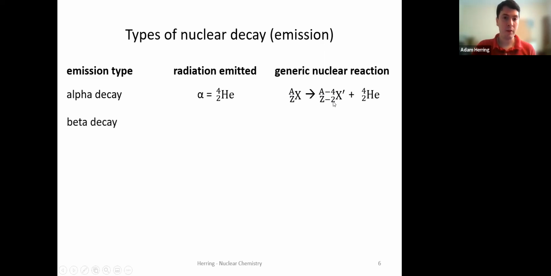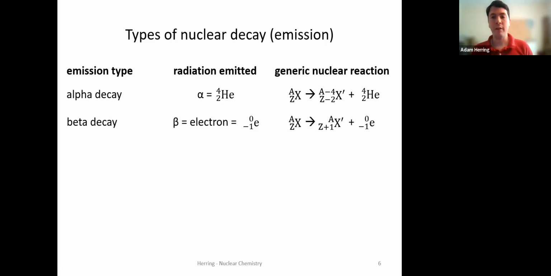For beta decay, we have the release of a beta particle, which in other words is just an electron. So electrons, as we saw earlier, have a negative charge, but have essentially no mass, because they're about 1,000th the mass of a proton or a neutron, so we can essentially ignore their mass. So when we look at a generic nuclear reaction involving beta decay, we have taken and converted a neutron into a proton, and we also release an electron. So the proton number goes up for the daughter nucleus, but the total mass of that isotope stays the same.